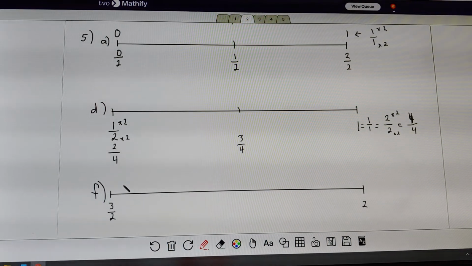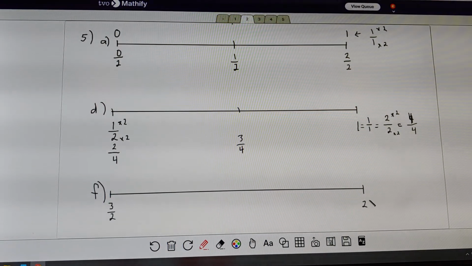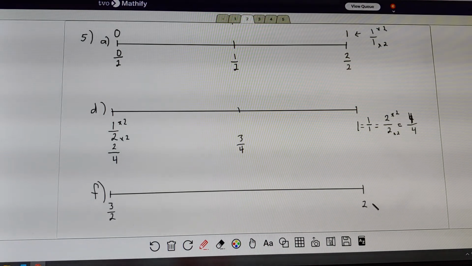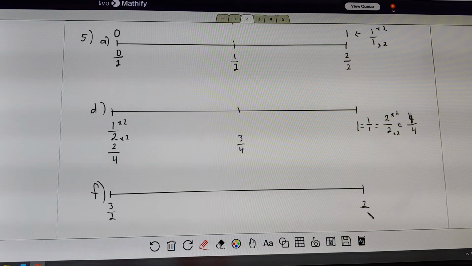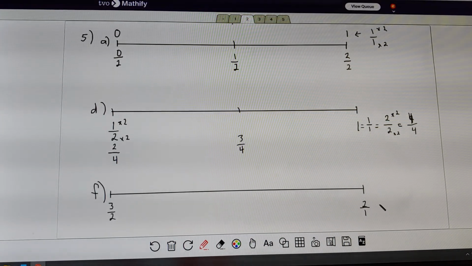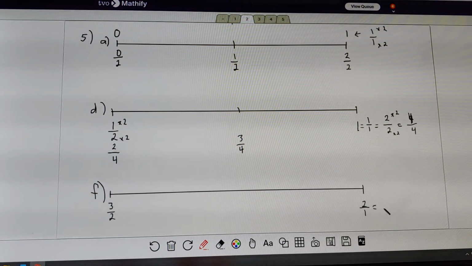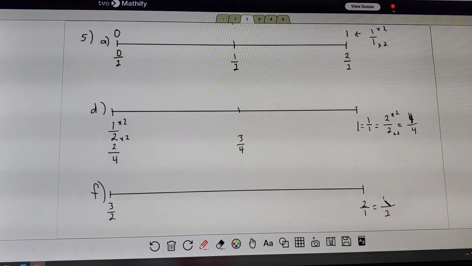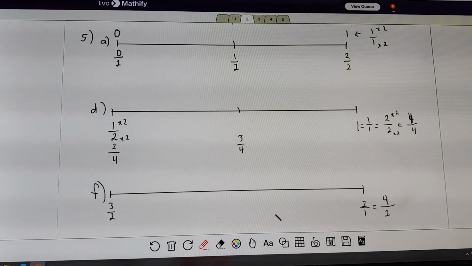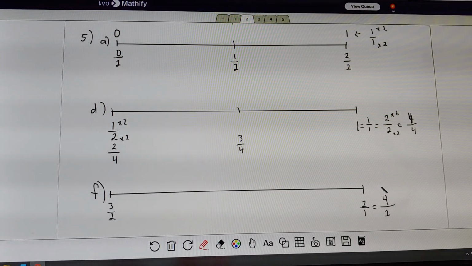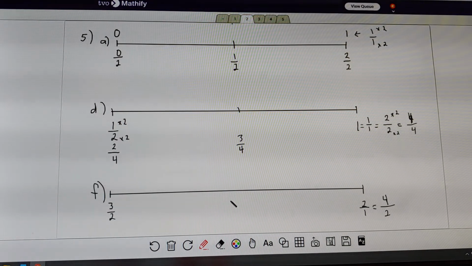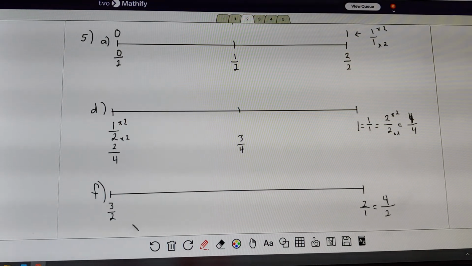Okay, for F, same thing. Let's put this as a fraction over 2. 2 as a fraction would be 2 over 1. Remember I said any whole number becomes a fraction by putting it over 1. So then making it a fraction over 2, I have to double both of those. So then it would be 4 over 2. I just multiplied by 2. So if that's 3 over 2 and that's 4 over 2, what's between? Well, I don't have enough spaces. I go right from 3 halves to 4 halves. So I need more spaces.